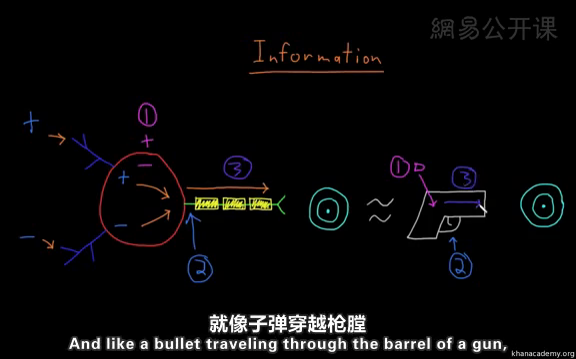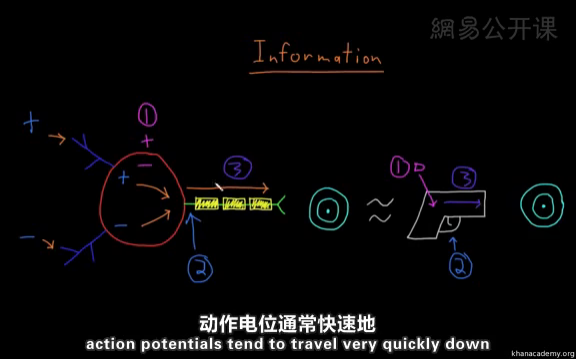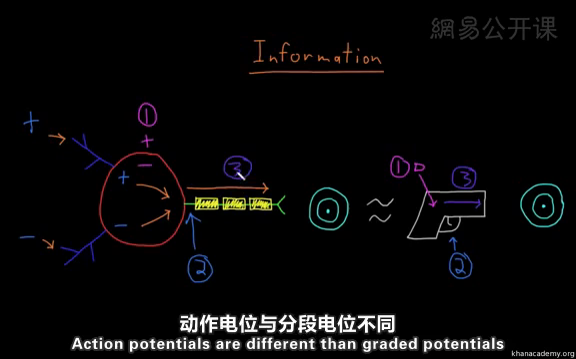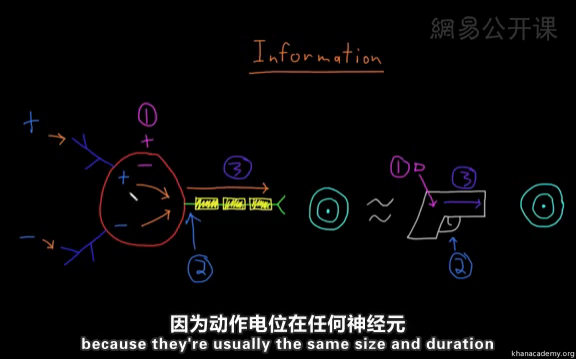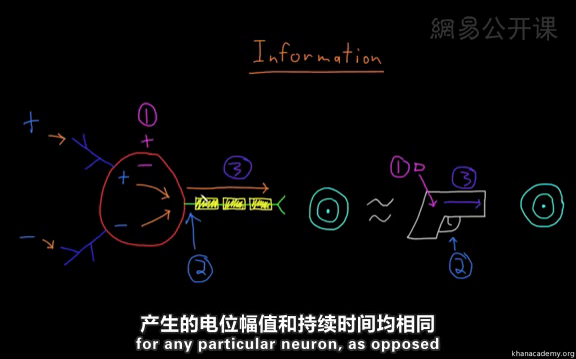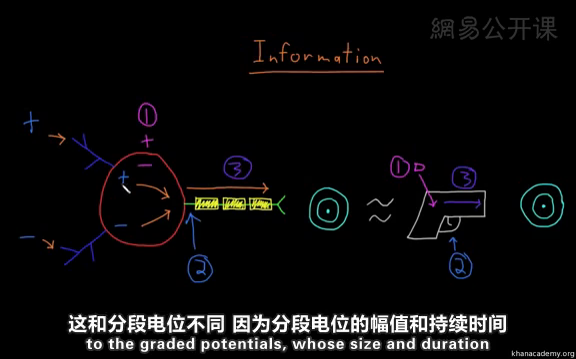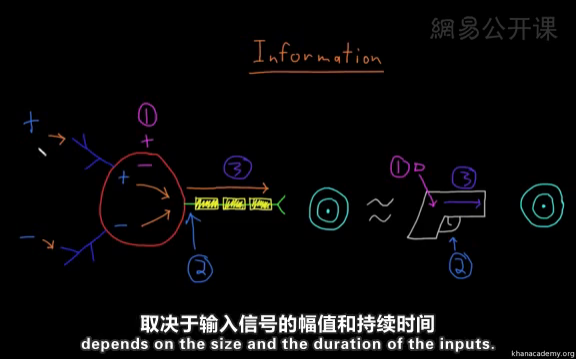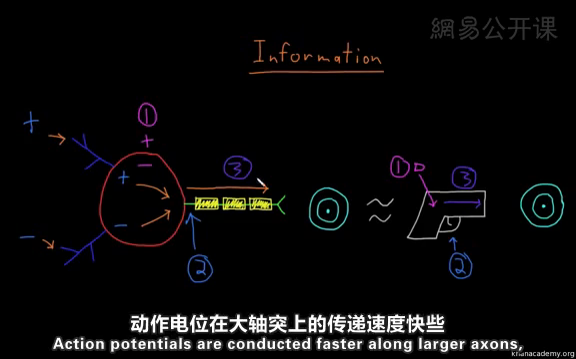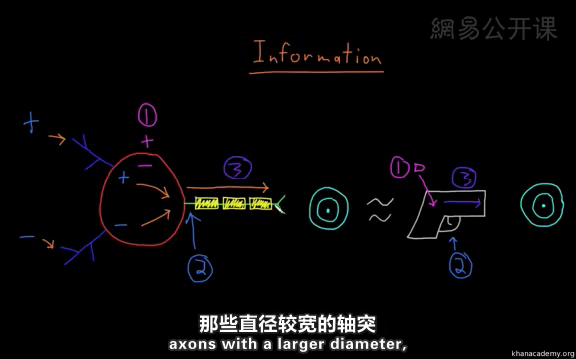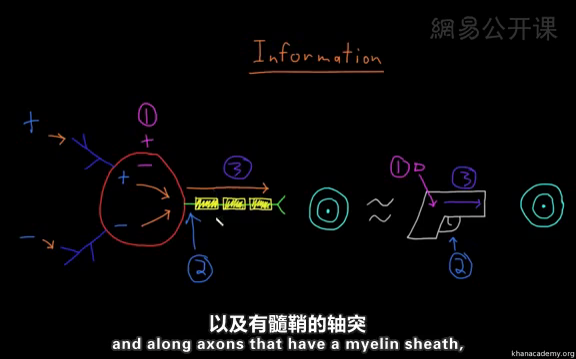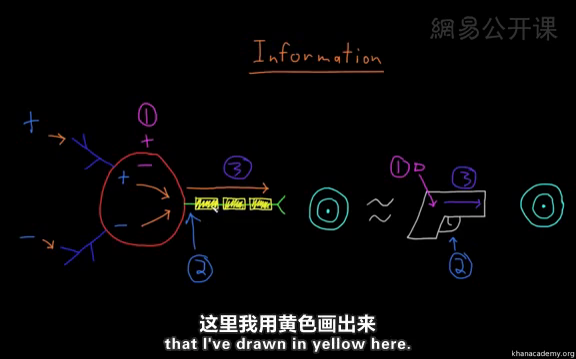And like a bullet traveling through the barrel of a gun, action potentials tend to travel very quickly down the length of the axon. Action potentials are different than graded potentials because they're usually the same size and duration for any particular neuron, as opposed to the graded potentials whose size and duration depends on the size and the duration of the inputs. Action potentials are conducted faster along larger axons, axons with a larger diameter, and along axons that have a myelin sheath that I've drawn in yellow here.